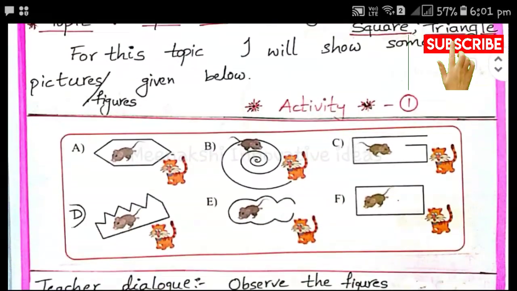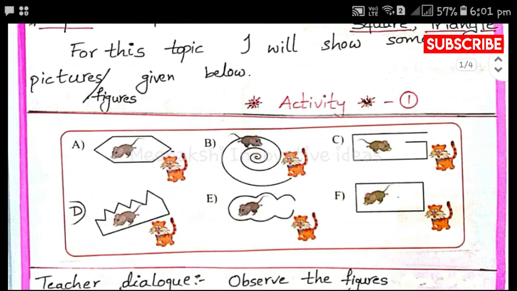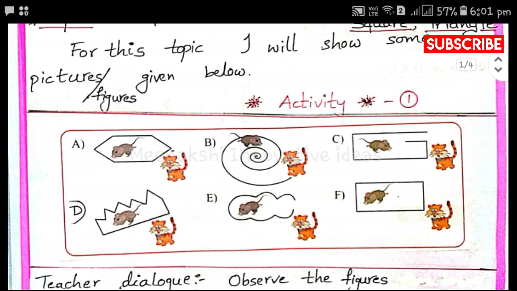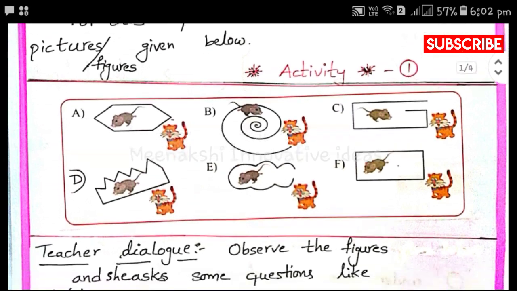Activity 1. Here some are closed figures and some are open figures. And a cat and a rat are there. The cat is trying to catch the rat. In closed figures, the cat cannot get into the figure, and in open figures, the cat can get into the figure and catch the rat.